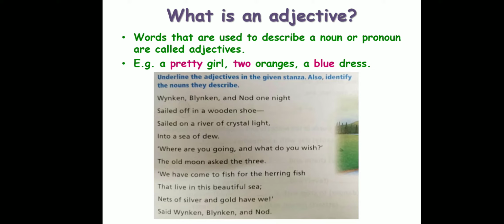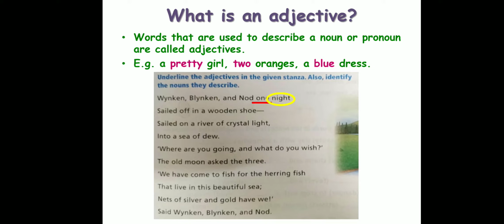Winkin, blinkin and nod, one night. In this line, do you see any adjective? Yes. One is the adjective and the noun it describes is night. So I've underlined one as it is the adjective, and I have circled night as that is the noun. Similarly, you will do it in your book with a pen. Let's move on to the next line.